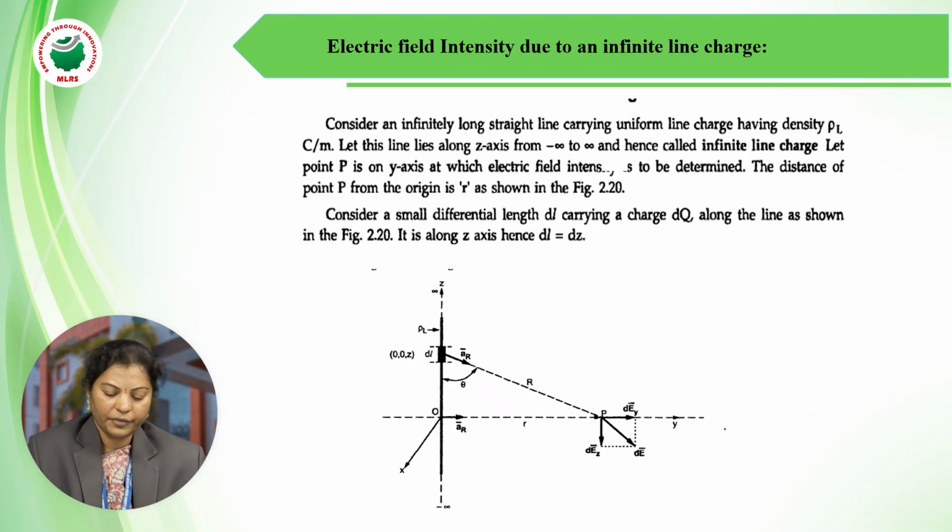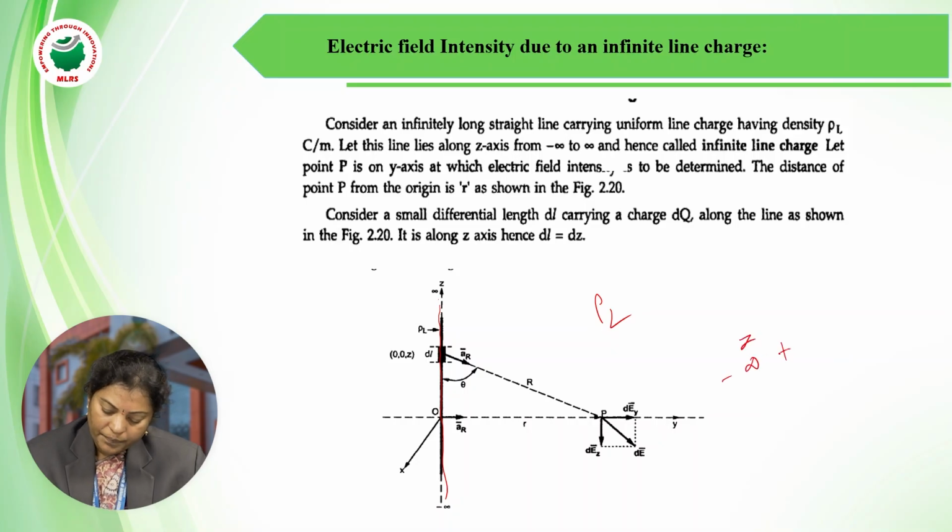So next we will derive the equation for electric field intensity due to infinite line charge. For that I am considering some infinitely long current conductor along the z axis. It has line charge density rho L, and this line lies along the z axis. As we know, the z axis has limits from minus infinity to plus infinity.